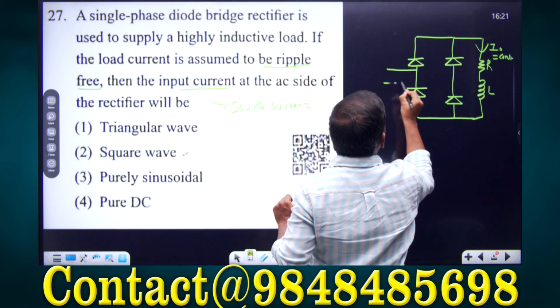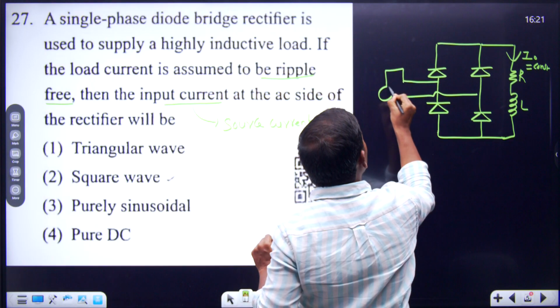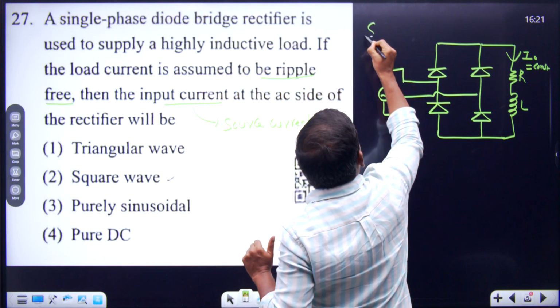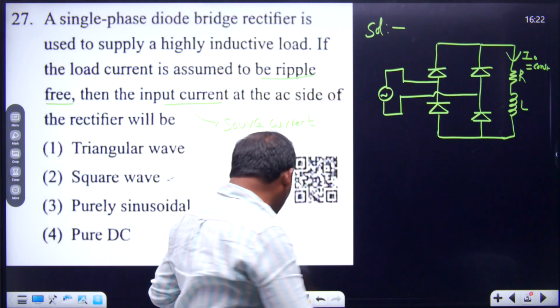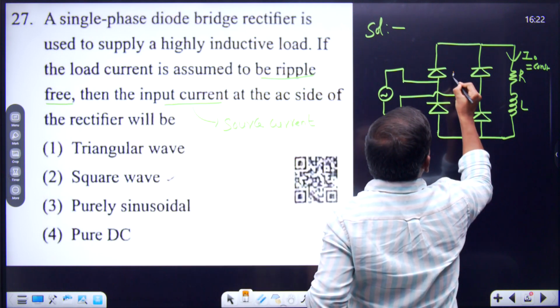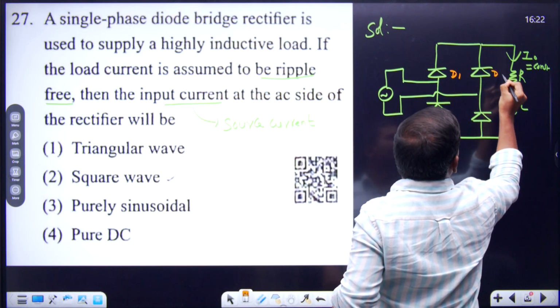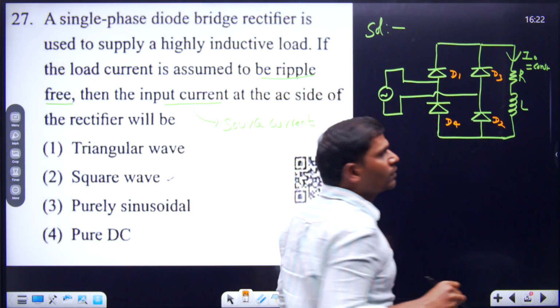We know that in a bridge configuration, the source is subjected to bidirectional nature of the current, friends. That is, this is D1, this is D3, and this is D4, and this is D2.